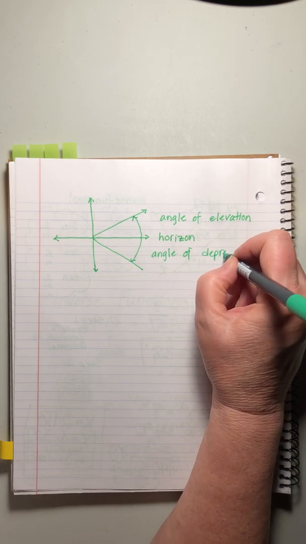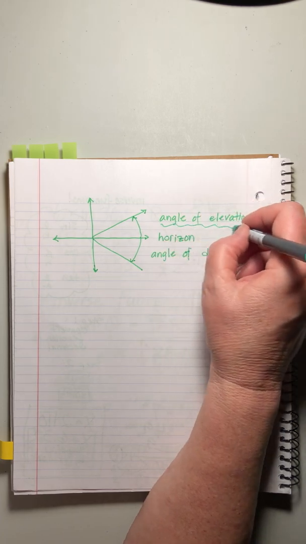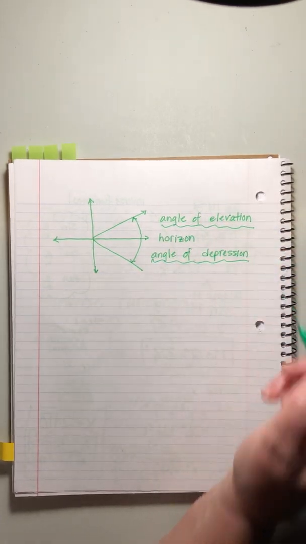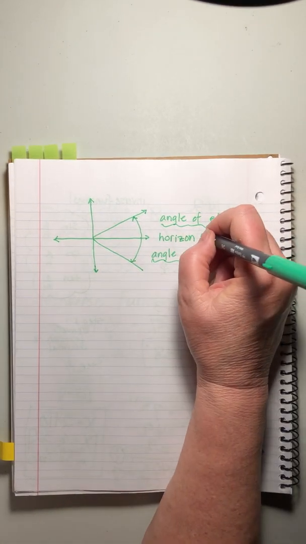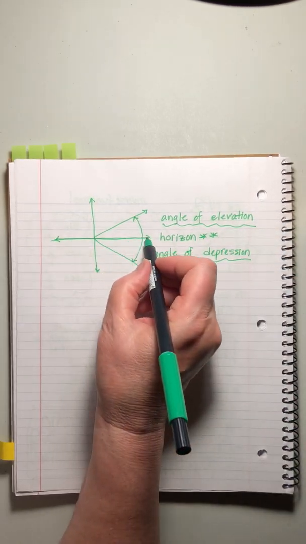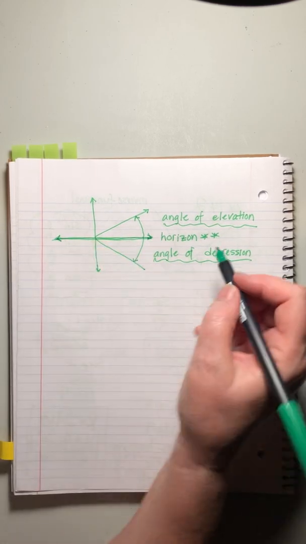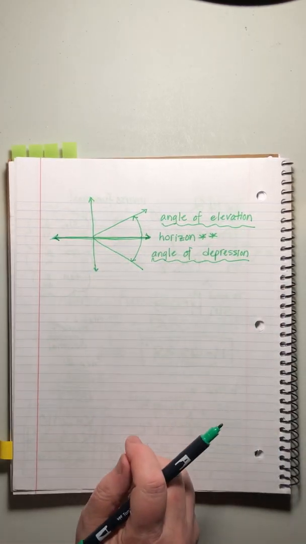Not like anxiety and depression, but just downward. All right, so these are two expressions. We don't hear them a lot, but I want you to be familiar with it. And I want you to really lock back into your brain that this, what we've always called the x-axis up till now, is really important in trigonometry, and we use it as like a horizon line.